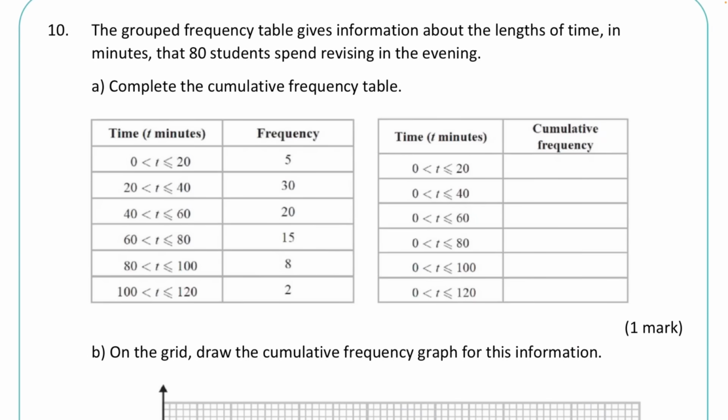Question 10, we are looking at a cumulative frequency table. So here we are given two tables, one with the frequency and another blank one to put in our cumulative frequency. So to start with, we have 5. Then we are going to add 30 from the next one. And we're just going to keep going, adding each extra number, adding 20, adding 15, adding 8, and adding 2. And we should know that we're correct at the end if it tells us in the question how many it's related to. Here it was related to 80 students. We've got 80 at the end.